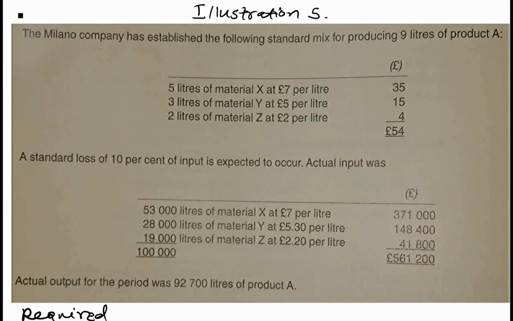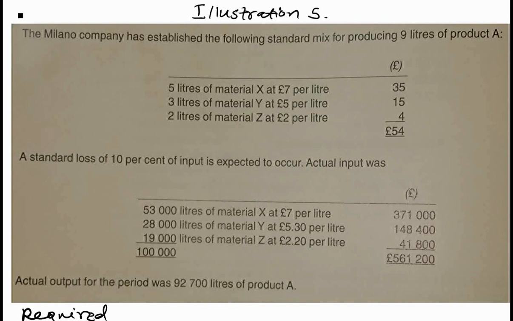So welcome back. We want to look at illustration number 5, and the question reads: the Milano company has established the following standard mix for producing 9 liters of product A. We have 5 liters of material X at 7 shillings per liter, that is 35, 3 liters of Y at 5 bob per liter, 15, 2 liters of Z at 2 bob per liter, 4.